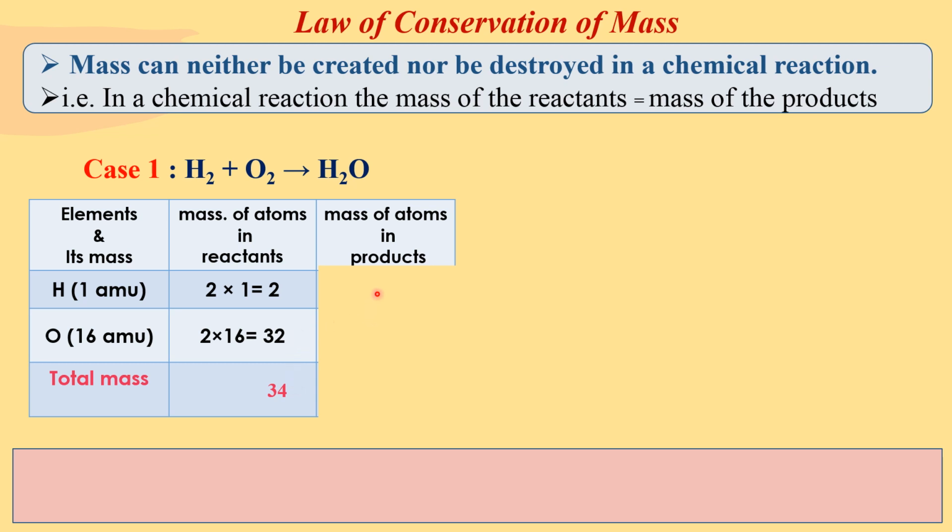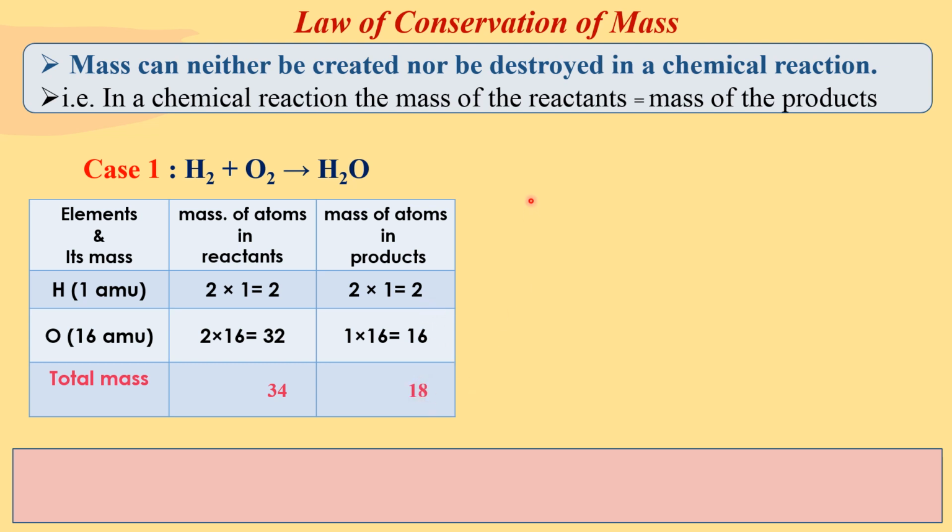Now, in the third column, we need to calculate the mass of each element present in the product side. In the product side, we have H2O. That is, there are 2 atoms of hydrogen in the product side. Therefore, the mass of 2 atoms of hydrogen is equal to 2 into 1 equal to 2. Since there is only 1 atom of oxygen in the product side, the mass of 1 atom of oxygen is equal to 1 into 16 equal to 16. Therefore, total mass of the products is equal to 2 plus 16, that is equal to 18.